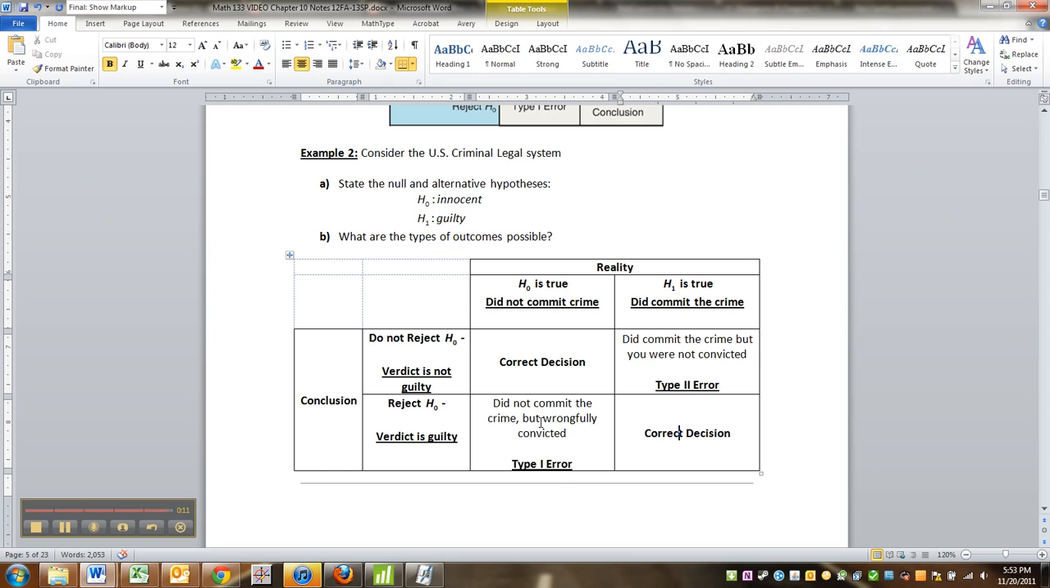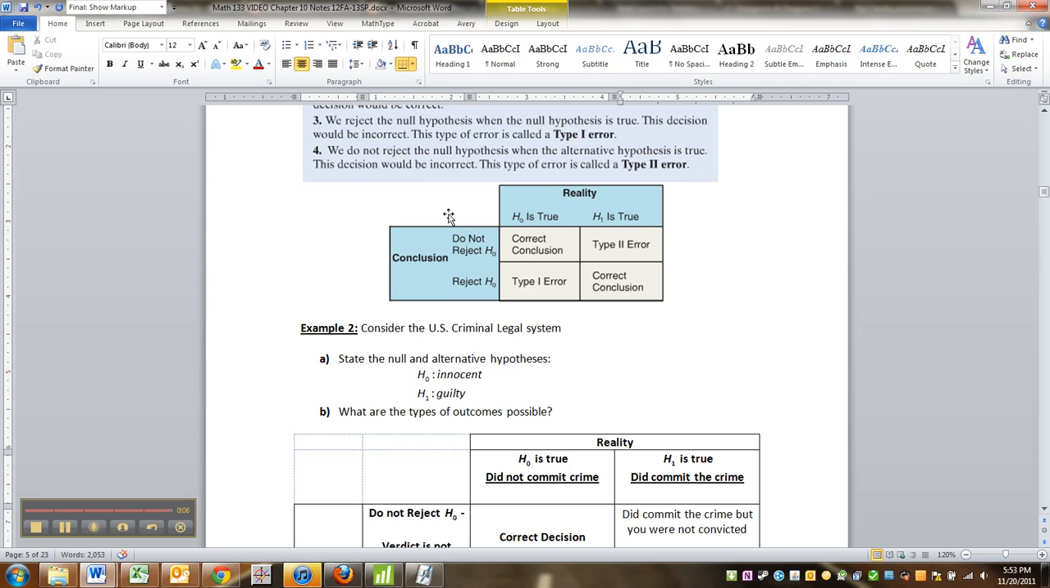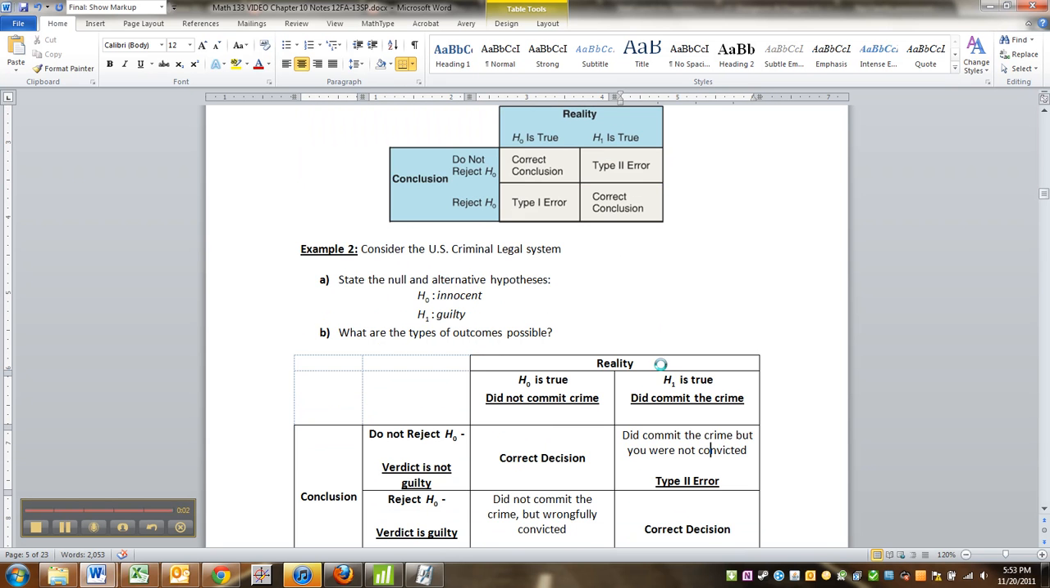Okay, so this is called a type 1 error down here. This is a type 2 error up here. And that's kind of how this table gets worked out. And it would do this for any kind of problem, not just the legal system.